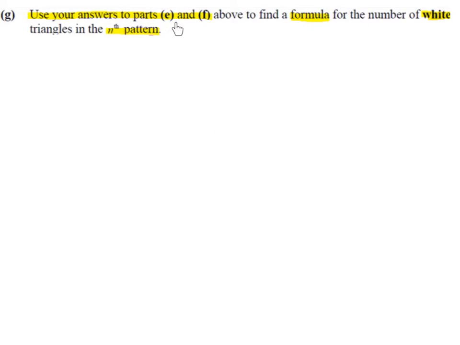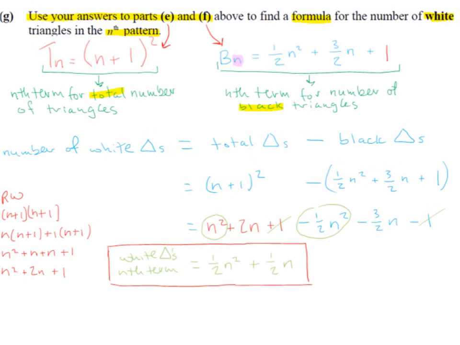Use your answers to part E and part F above to find a formula for the number of white triangles in the nth pattern. Okay, so from part E, we got our formula to be n plus 1 squared. And from part F, we got our formula to be a half n squared plus 3 over 2n plus 1, because we got c to be 1. So this is our formula for the total number of triangles, and this is our formula for the black triangles.